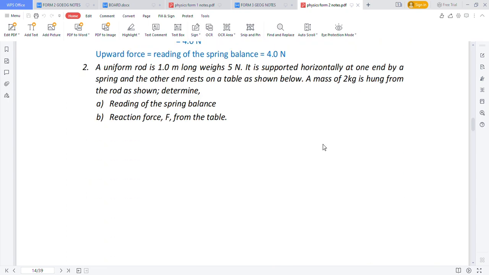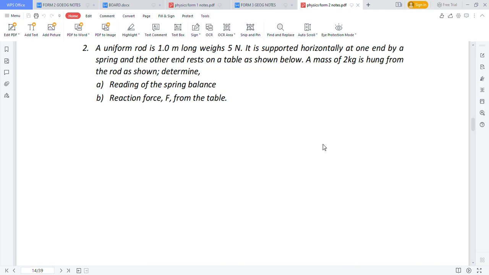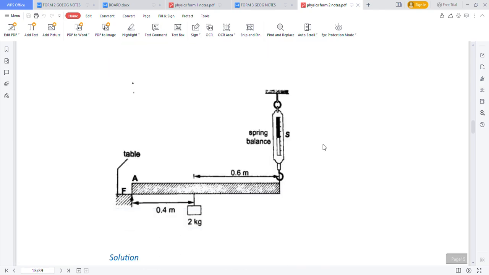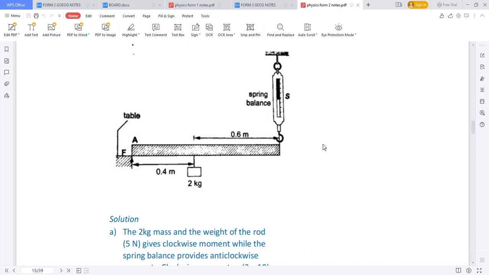Correct. Question 2. A uniform rod is 1 meter long, weighs 5 Newton. It is supported horizontally at one end by a spring and the other end rests on the table as shown below. A mass of 2 kg is hung from the rod as shown below. Determine. So this is what you're talking about.